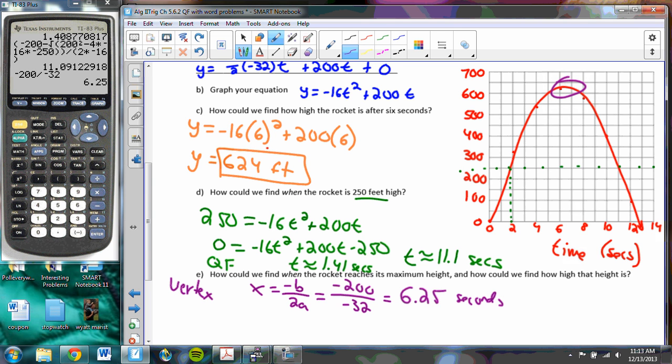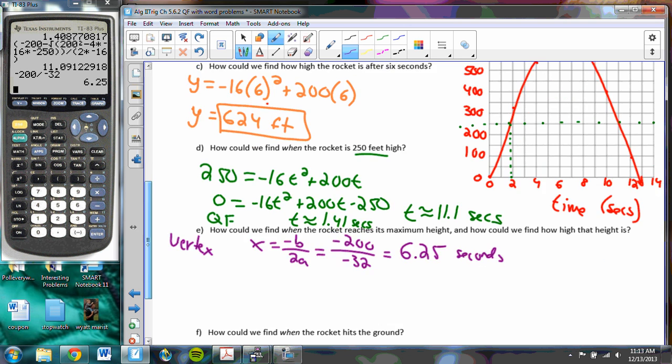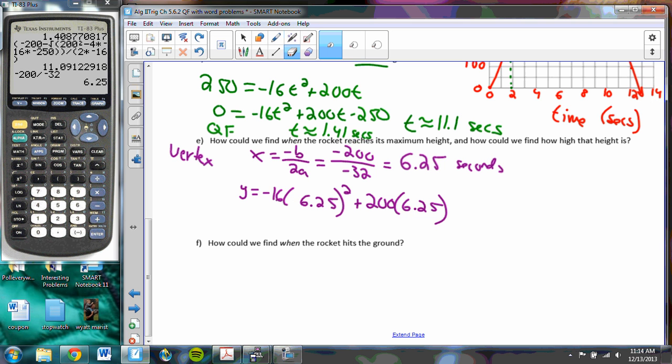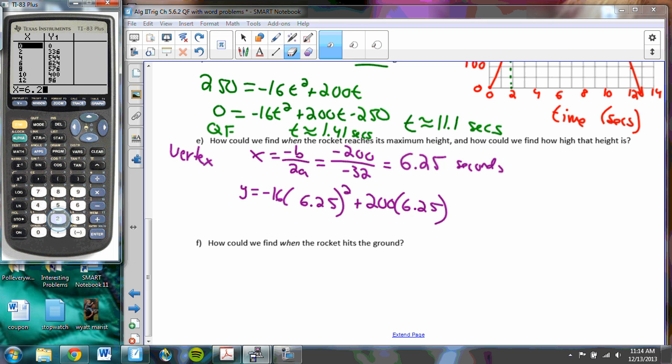Next, the next part says, how can we find how high it was? We know when it hit the highest point. We're going to find how high it was. Plug this in for x. Plug 6.25 in for x. Awesome, 6.25. Oh, it's negative 6? No, it's positive. I'm going to fix that. And you can do that on your table, which is so very nice. 625 feet.